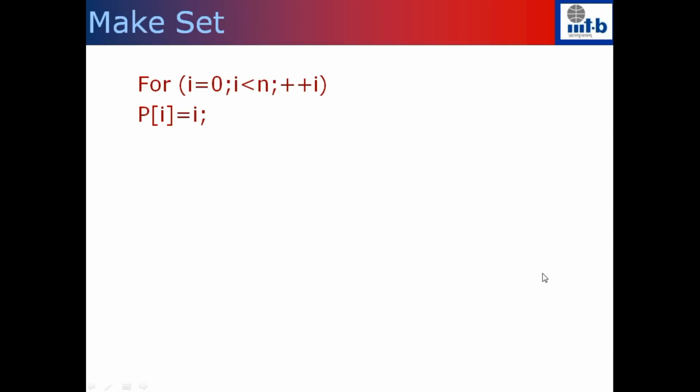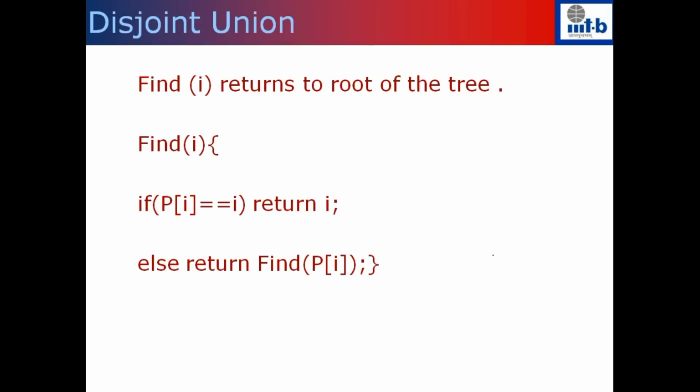Let's look at the minimum, let's look at the make set. In the beginning, for all i, I make all of them singleton sets. That is, parent of i is equal to i itself. Now, find returns the root of the subtree, right? So how will I find? If parent of i is i itself, that means this itself is a root. Otherwise, return find of parent of i. Recursively, this function find of i will return the root of the subtree.